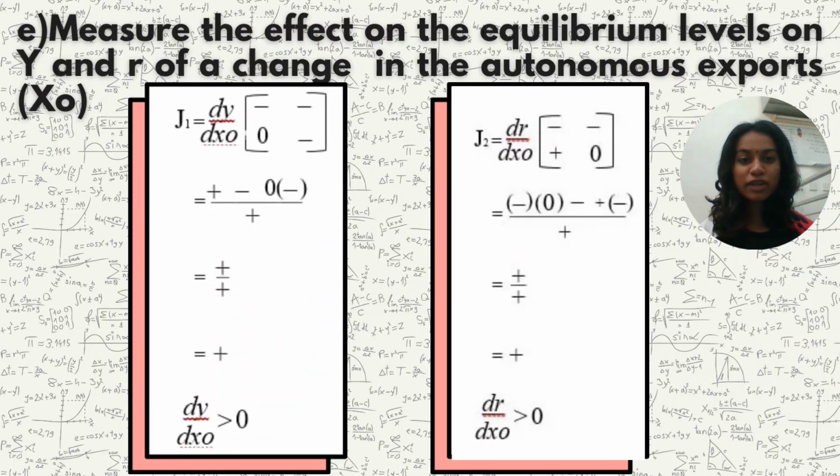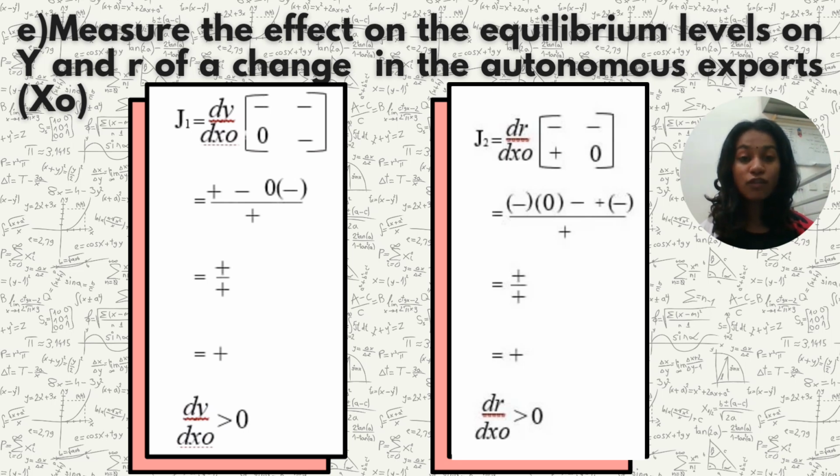Calculation for dY with respect to dX0, J1 equals dY over dX0, which will be in the matrix form of positive, 0, negative, negative, and the final answer will be positive. As for the calculation for dR with respect to dX0, J2 equals dR over dX0, which is in the matrix form of negative, positive, negative, 0, and the final answer will be positive.